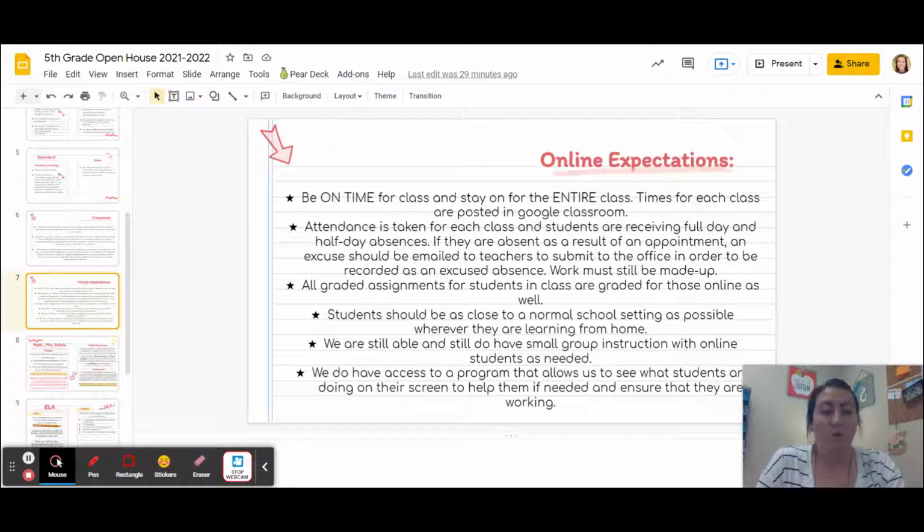We can still give small group instruction if we need to while we're online. And we have access to a program that allows us to see what students are doing on their screen to help them if needed and ensure that they are working. So we are able to monitor on our end what is going on, what they are doing, or if they're stuck and there's something they need help with.